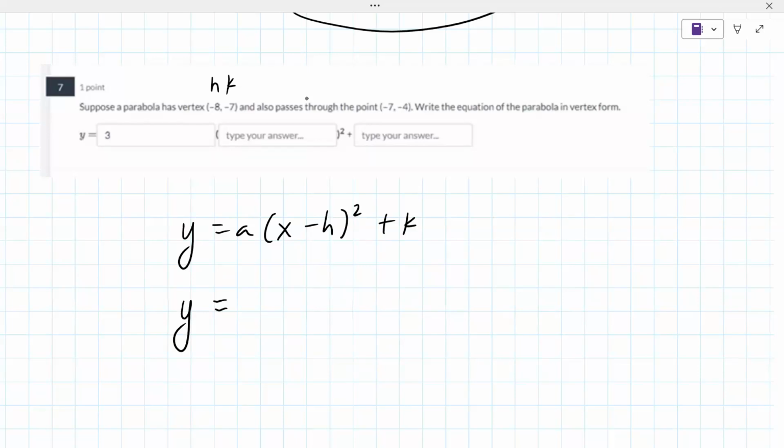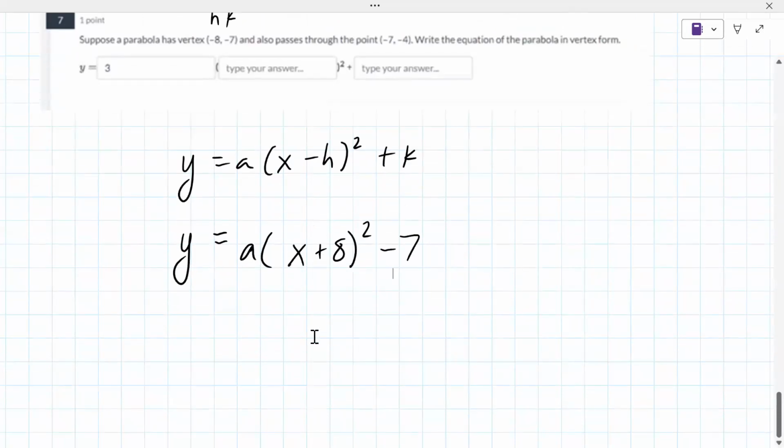Does A equal -1/5, or did I mess up? I didn't work it out, so let me just try. So it's x plus 8 squared minus 7. Does this match what you have? Plus 8, minus 7? Oh my god, I forgot to square it. That will make a big difference. But yeah, I get A as a nice number here.